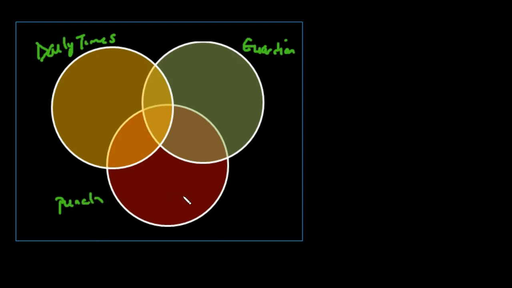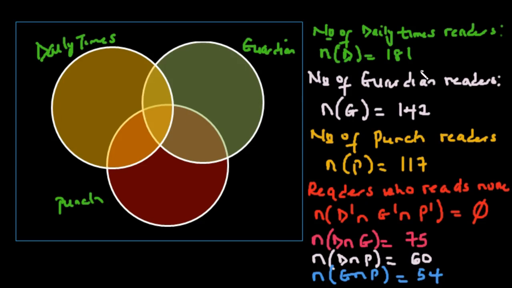So now let's put our information in it, but first let's list out our parameters carefully. This is the information that we are provided in the question. Number of Daily Times readers: 181. That is depicted by this entire circle, everyone that reads Daily Times. It's possible for you to read Daily Times alone, or read Daily Times with Guardian, or read Daily Times with Punch. Likewise, all other information.